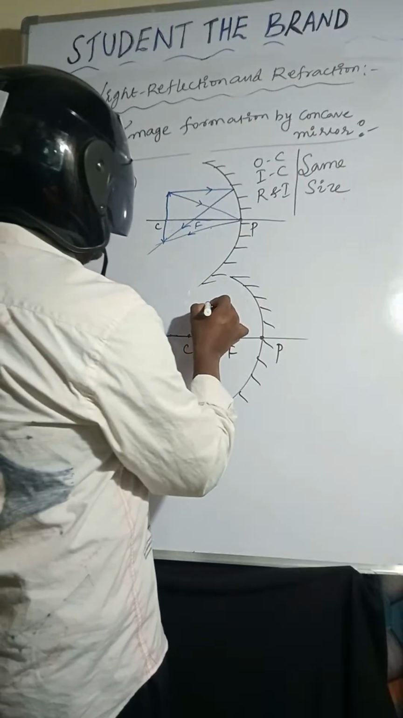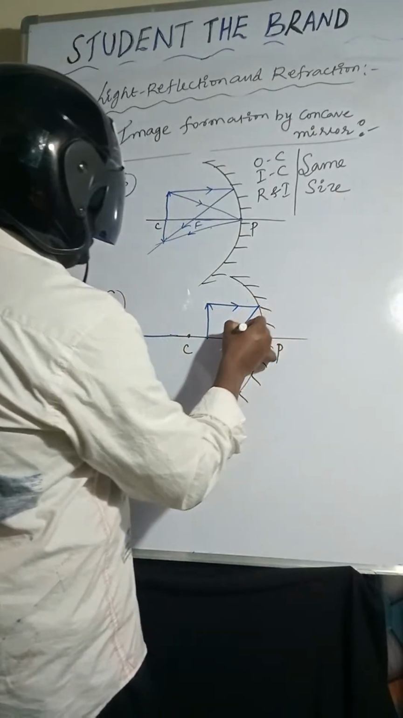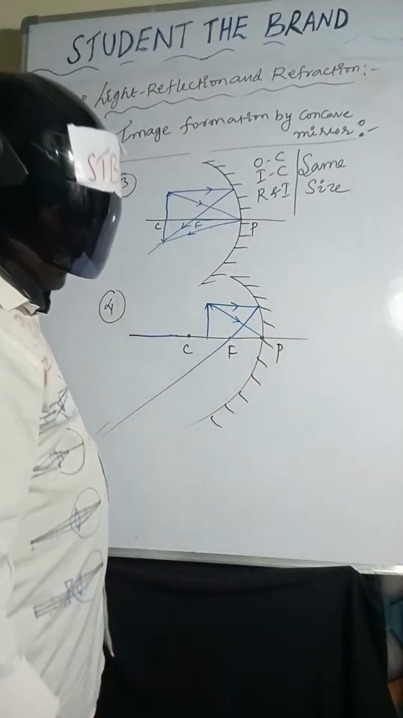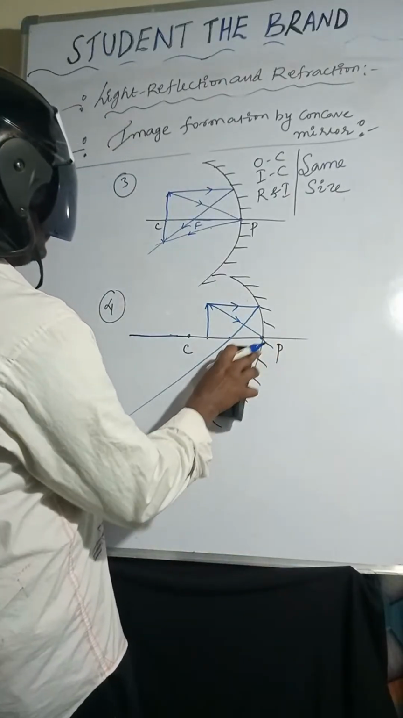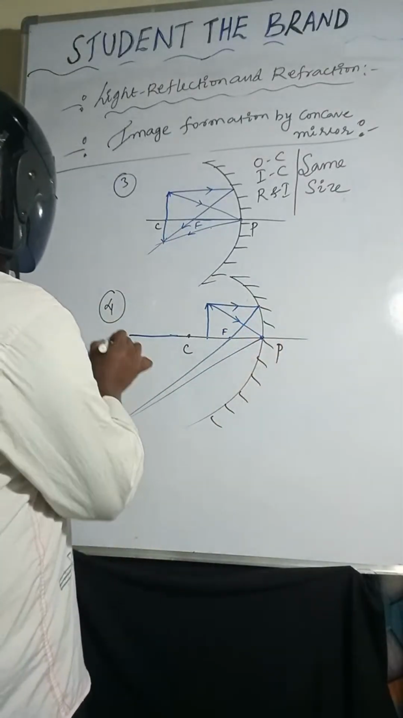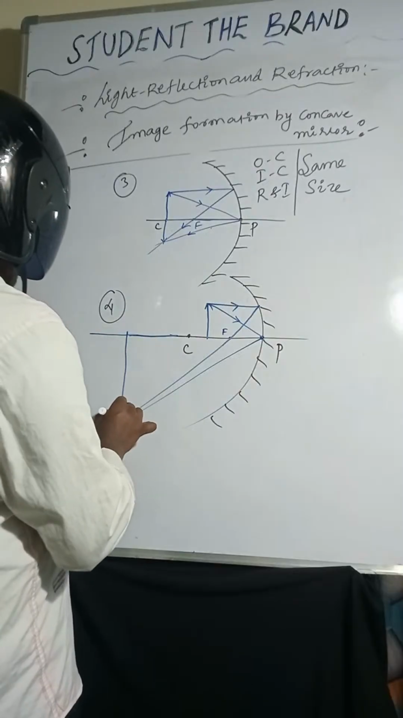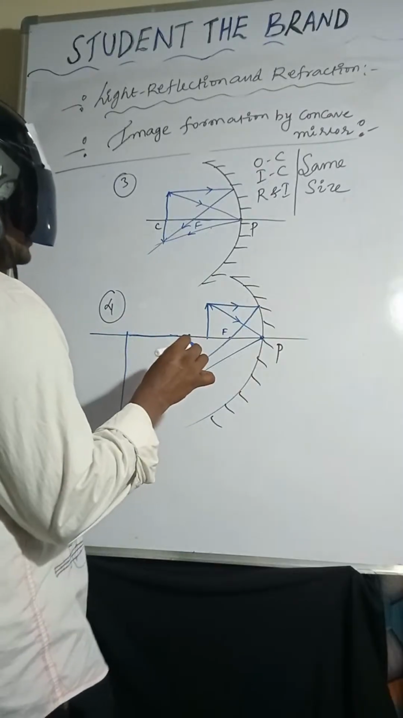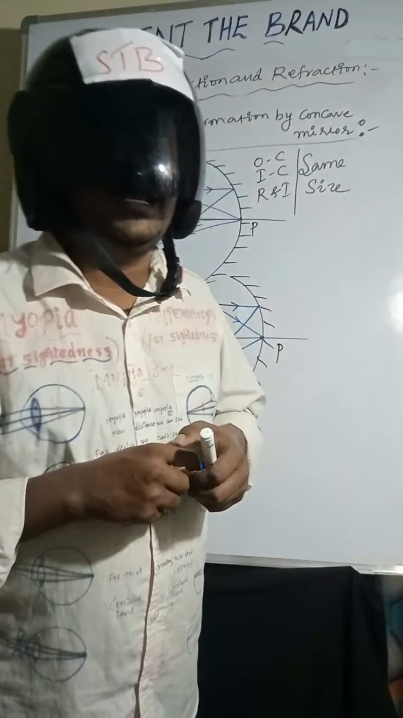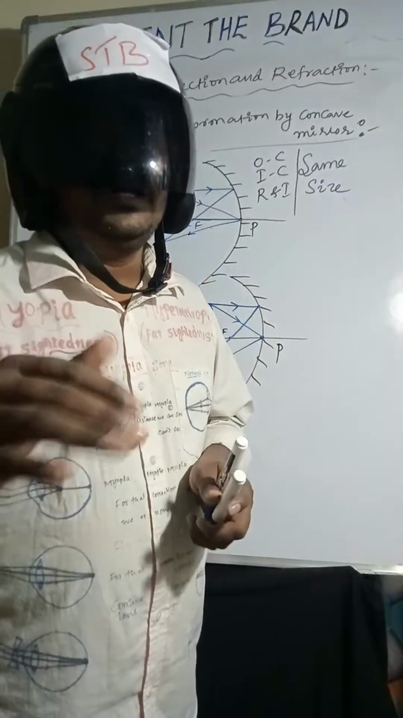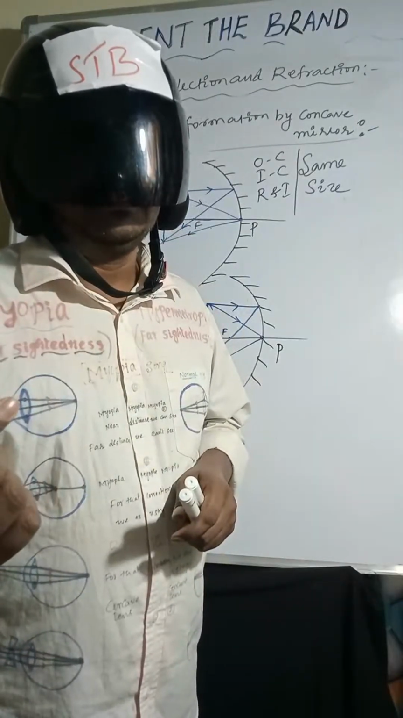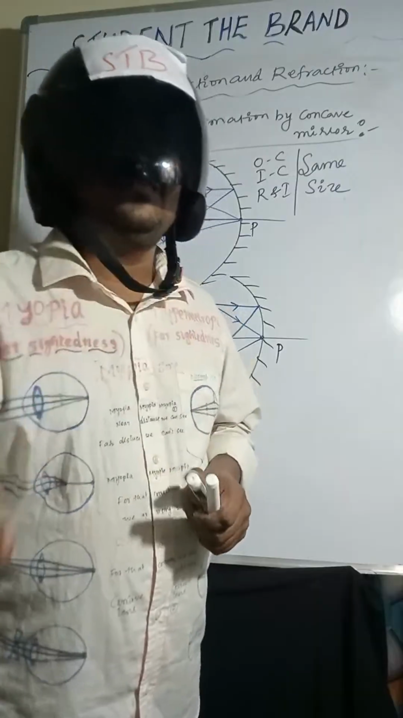Can anybody say what is the nature? The object is placed between C and F, the image is forming beyond center of curvature. Nature of the image is very, very important. One question is related to this: in concave mirror, virtual erect and enlarged, or real inverted and enlarged.